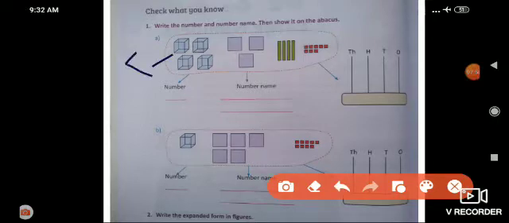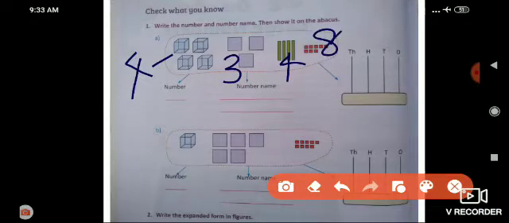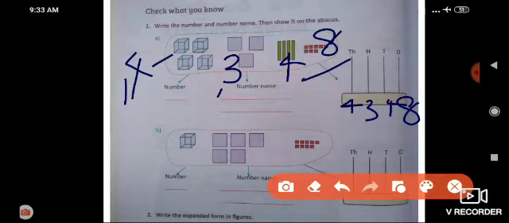For this you have to write 4. Here how many? 3. Here 4. Here 8. Join together. What is the number? 4348. Right? Then you can write it here: 4, 3, 4, 8. You have to write it in the number names, and also what you will do in the abacus representation. For 8 you have to put 8 circles, that is 8 beads, right? 4, 5, 6, 7, 8.